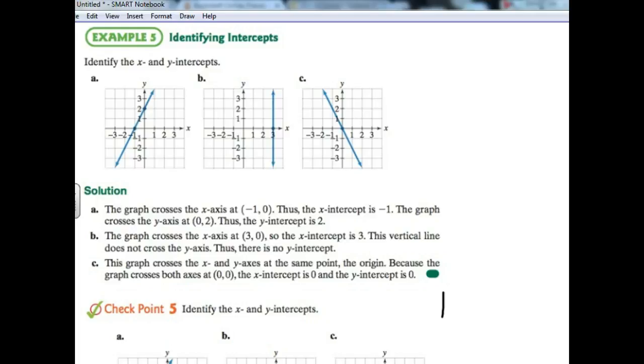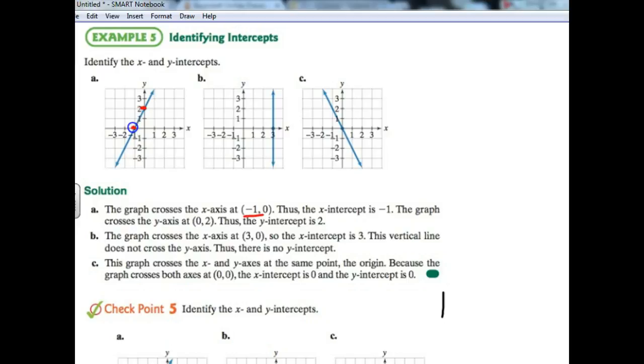And so what we do here is, if we're looking at it in a graphic form, of course the x-intercept is where the graph or picture is going to cross the x-axis. And the y-intercept, of course, is where the graph is going to cross the y-axis. So if we look at A here, we're seeing that it is crossing at -1 on the x-axis and at +2 on the y-axis.